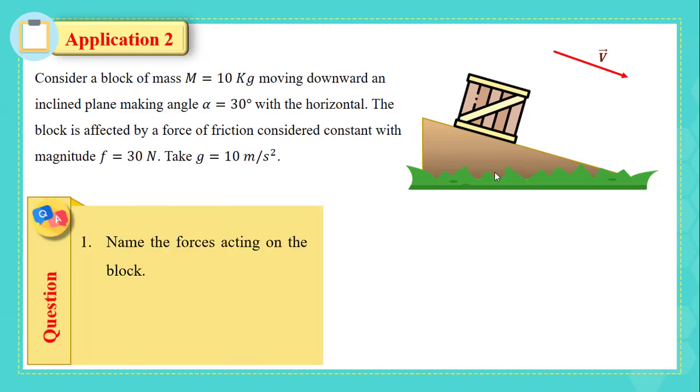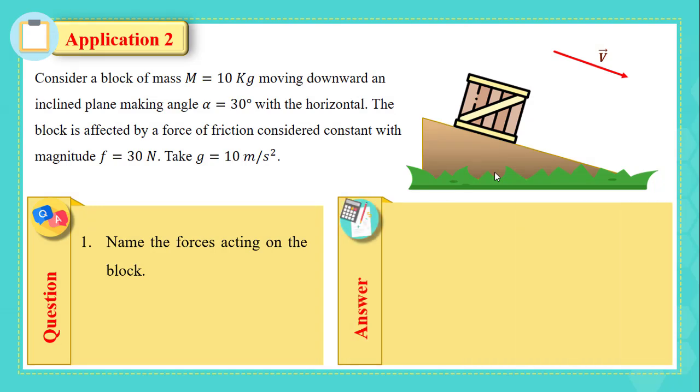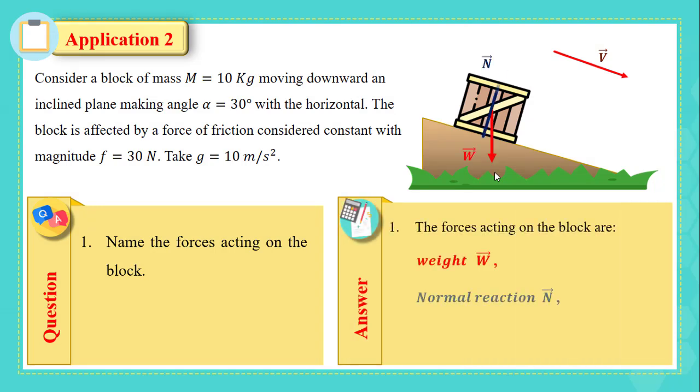Question 1. Name the forces acting on the block. The forces are the weight, which is vertically downward, the normal reaction of support, which is perpendicular to the inclined plane, and the friction F, which is opposite to the direction of motion.